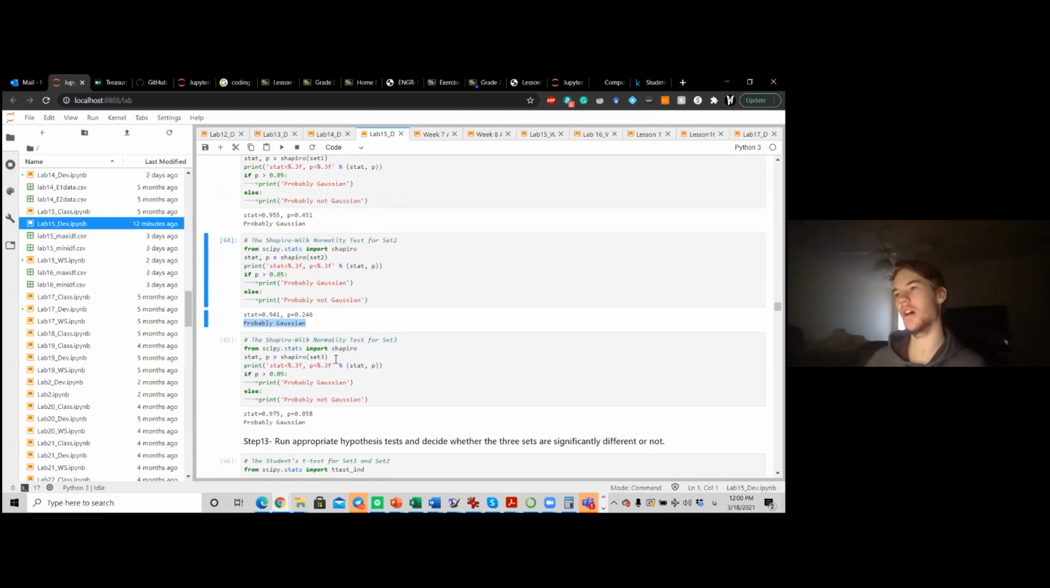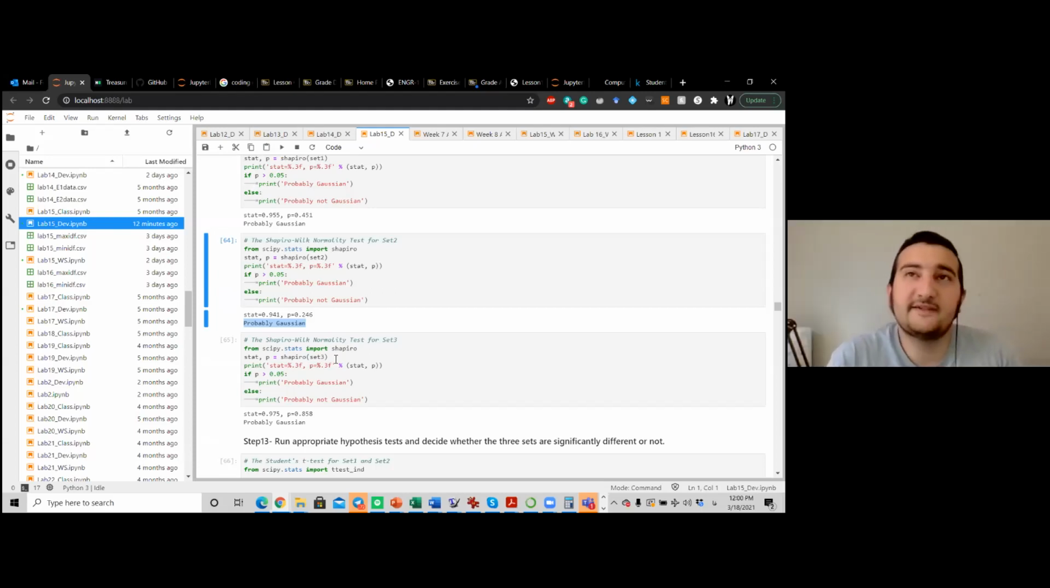Well, if I remember, the higher p-value means like more normal sort of. So I guess set three is the most normal, set two is the least normal, but they're all probably normal. So I would probably say what you mean is that there is a higher probability that your sample set 3 belongs to a normal distribution. Yeah. And there is a lower probability that your set 2 belongs to a normal distribution.